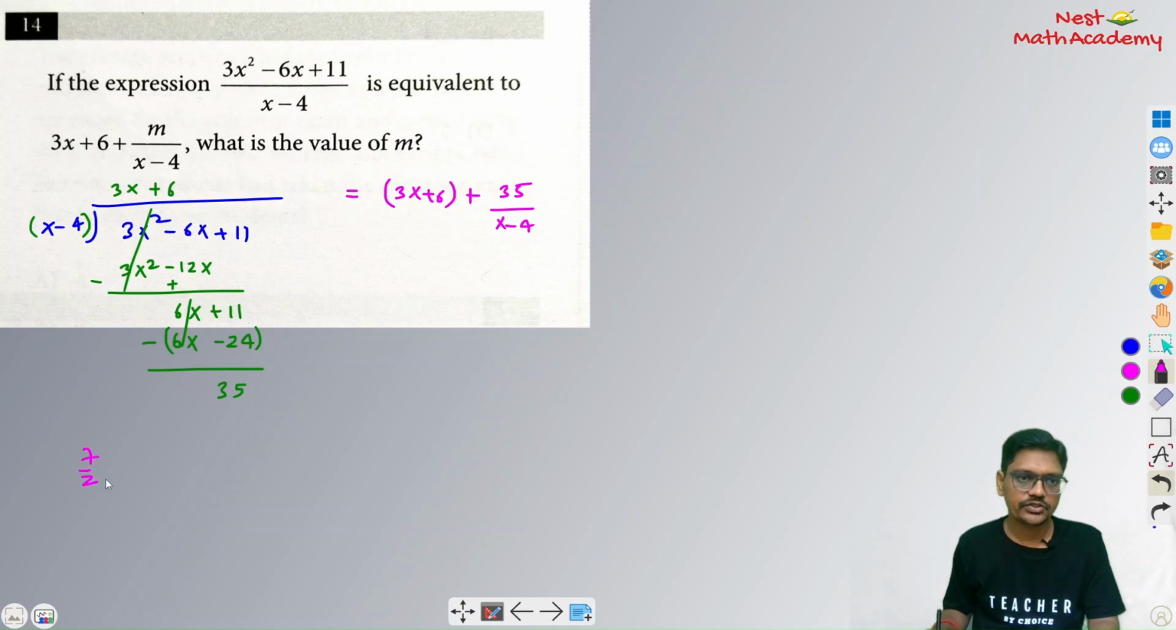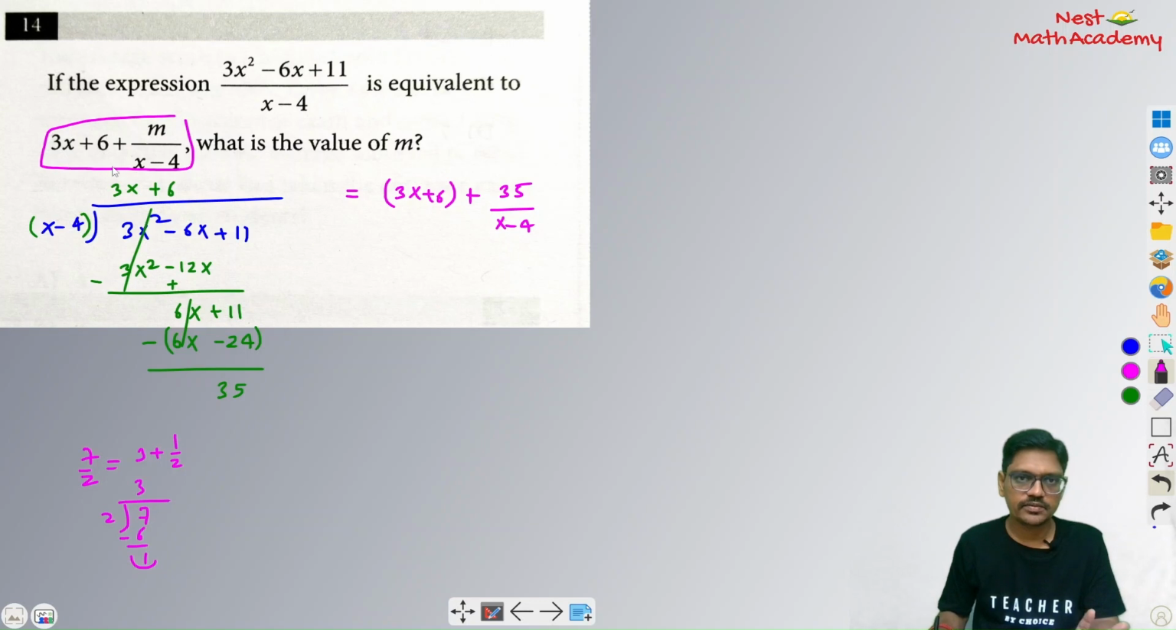7 divided by 2. When you divide 7 by 2, 2 times 3 is 6, and subtracting, 1 is the remainder. How do you write this? 3 plus 1 by 2, no? Exactly the same way: quotient 3 plus remainder upon divisor. Now compare this with the given thing.